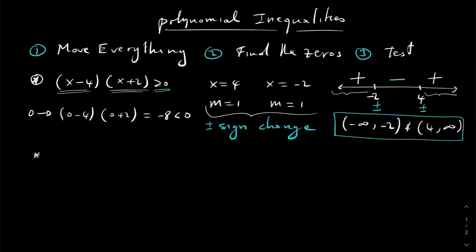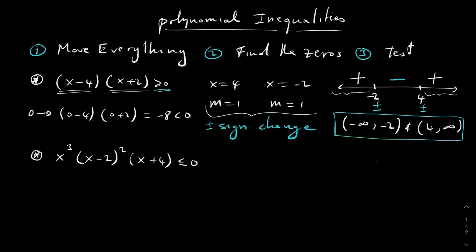All right, let me give you a next one. The next one is going to be x to the power of 3 in parentheses, x minus 2 to the power of 2, and then in parentheses, x plus 4. And I want that to be less than or equal to 0. Again, I'm going to do the same thing that I did before. Step 1 is to move everything on one side of the inequality. That's already done here.